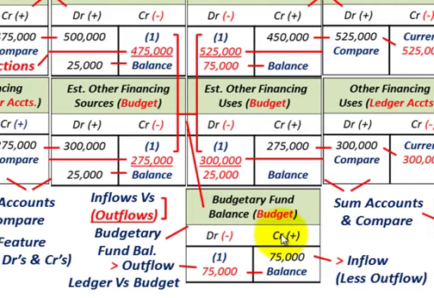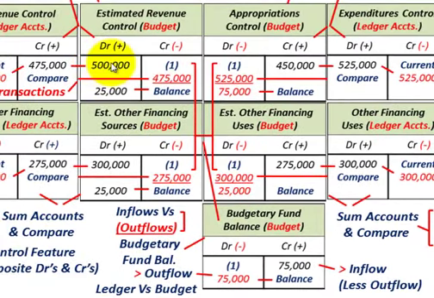And how do we get up the credit amount here? That is saying that our outflows here, let's just look at what we're talking about. For the budgeted amount, say we had $500,000 on our inflows for estimated revenue control, and for estimated other financing sources, we had a debit of $300,000. So what are we sitting with? A total amount of debits of $800,000.